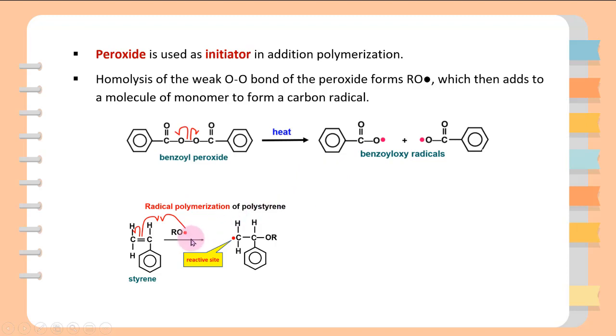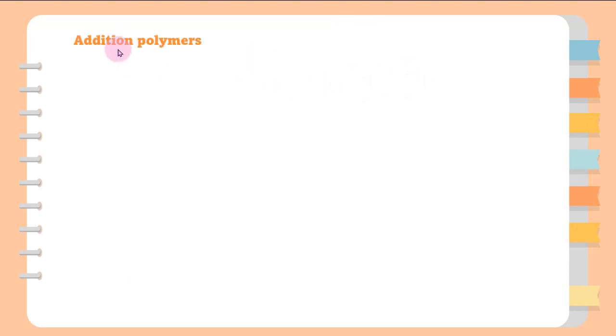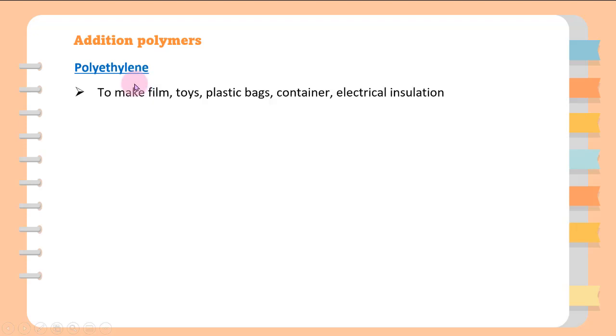Okay, so imagine that the alkoxide radicals produced will attack the multiple bonds on the monomer, and then it will create a reactive site, which will then form a long chain of the polymer. So let's look at the addition polymers. We need to identify the structures of monomers, polymers, repeating unit, as well as the equations. So first example, we have polyethylene. The uses are to make foam, toys, plastic bags, containers, and electrical insulation.